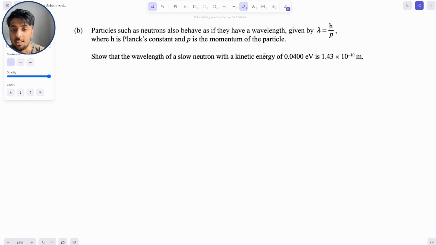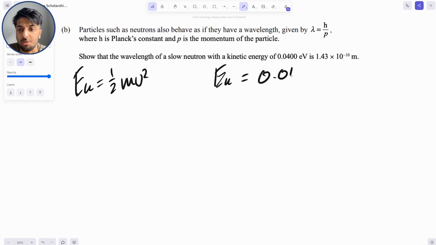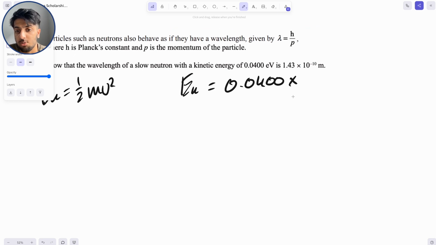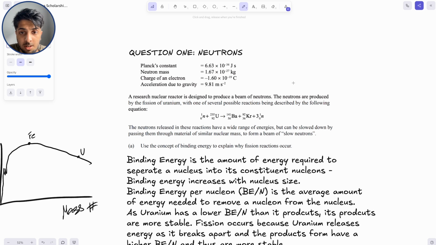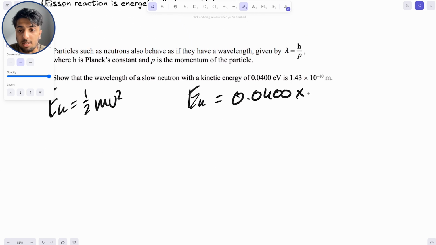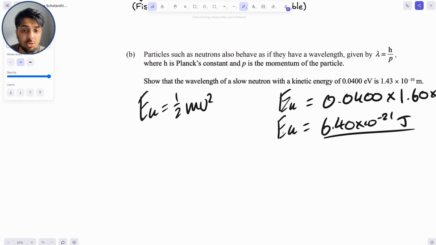Okay, so we're given kinetic energy, so Ek is equal to half mv squared, where our Ek is equal to our 0.04 electron volts, and we can get that in joules by multiplying it by the charge of an electron, which is 1.6 times 10 to the negative 19, and we get 6.4 times 10 to the negative 21 joules. So that's our Ek in joules, because we can't use electron volts for this equation.